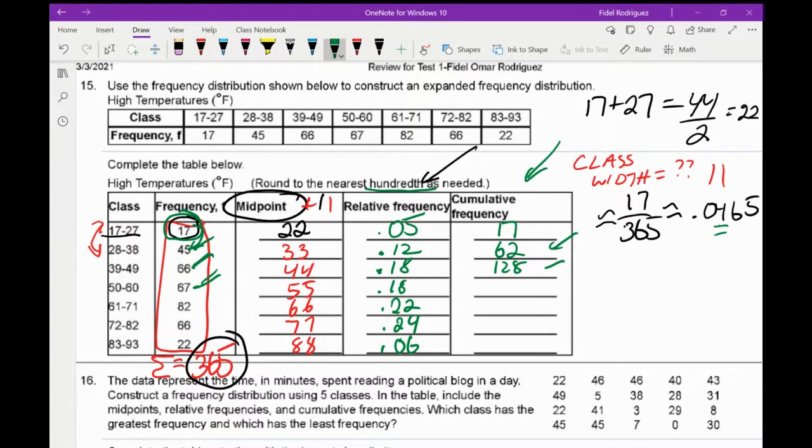Then I'm going to add the next one. Plus 67 is 195. And then I'm going to add the next number. Plus 82 is 277. And then I'm going to add the next number. Plus 66 is 343. And then when we add the last number, 22, we're going to get 365. And there's my cumulative frequency.